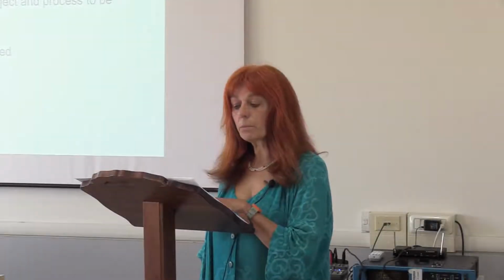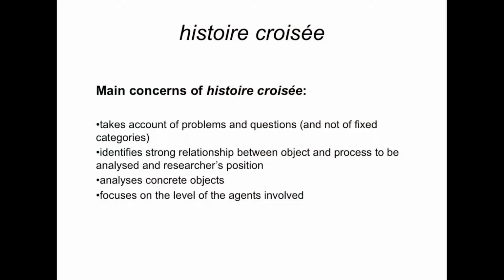So, in the Histoire Croisée approach, it is not primarily crucial what is enlaced, but the way of enlacement. The main concern of Histoire Croisée is that it does not take account of fixed categories, such as, for example, a certain translation product or a certain constraint laid upon translators or interpreters, but problems and questions which are subject to certain evolvements during the process of analysis. So the process of analysis is in the center of Histoire Croisée. This means that this approach identifies a strong relationship between the object or process to be analyzed, for instance, a translation process, and the researcher's position, which is crucial in this case. So for instance, the researcher's motivations which are behind doing a certain research.